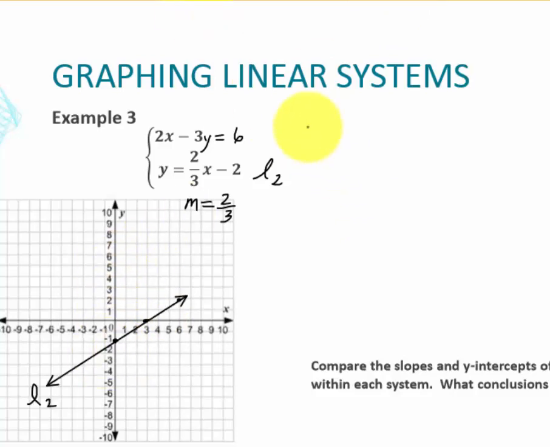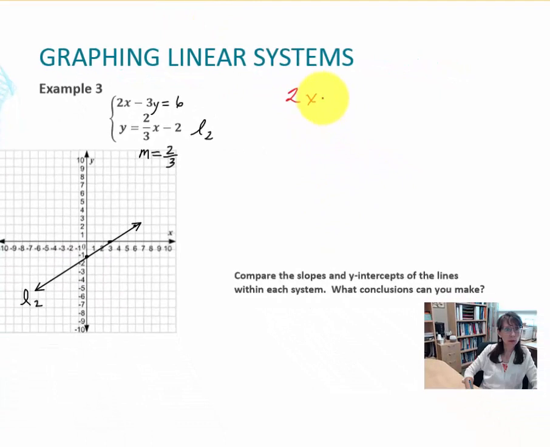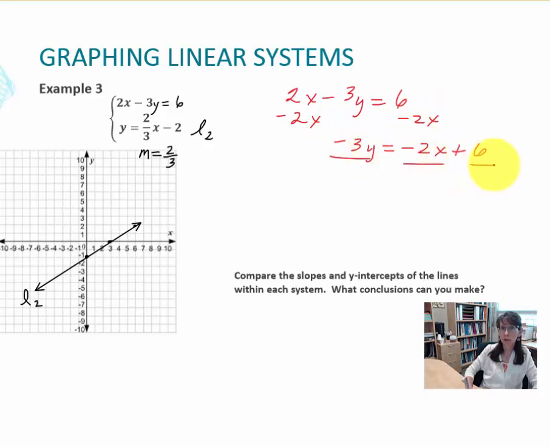Now with the first line, we'll need to rewrite that. 2x minus 3y equals 6. So I'll subtract 2x from each side to get negative 3y equals negative 2x plus 6. I'll need to divide all terms by negative 3, so I end up with y equals positive 2/3 x minus 2. So this slope is positive 2/3. The y-intercept is 0, negative 2.